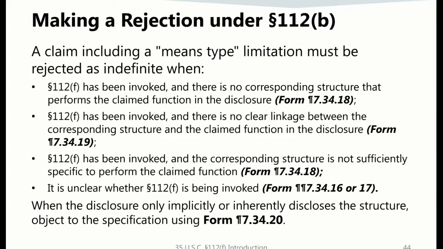You must reject a claim under 112(a) and (b) when 35 U.S.C. 112(f) has been invoked and there is no corresponding structure for the function disclosed, or there is no clear linkage between the corresponding structure and the claimed function, and the corresponding structure is not sufficiently specific to perform the claimed function. If it is unclear whether 112(f) is invoked, then a rejection under 112(b) would be proper. When the disclosure only implicitly or inherently discloses the structure, then object to the specification using form paragraph 7.34.20.